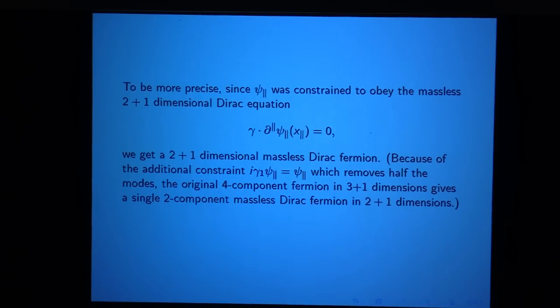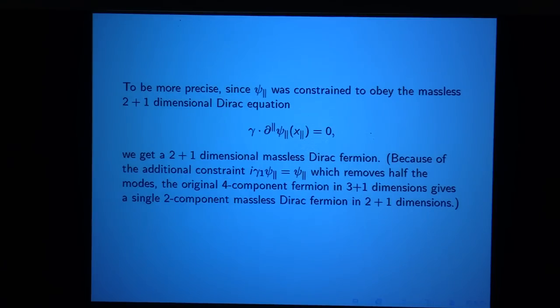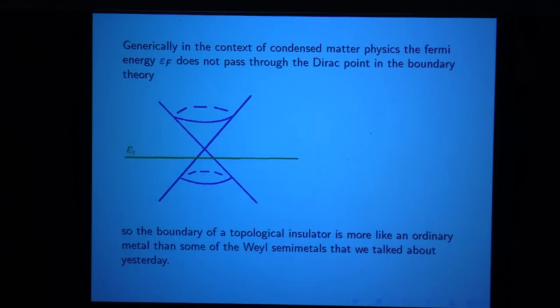Because of the constraint here that removes half of the modes, the 4-component fermion in 3 plus 1 dimensions gives a 2-component fermion in 2 plus 1 dimensions, which, moreover, is a massless Dirac fermion because it obeys the parallel part of the Dirac equation. So, in short, for negative m, or on one side of the quantum phase transition at m equals 0, we found a massless boundary localized Dirac fermion, and for the other side, there was none. So this is just a slightly different explanation, actually, of things you heard about from Charlie Kane.